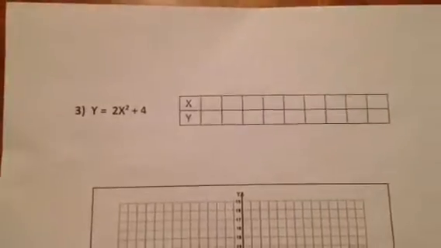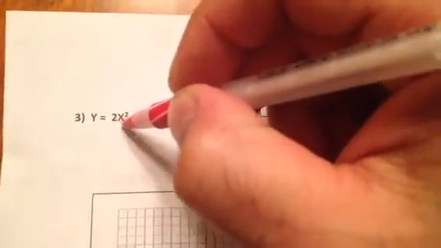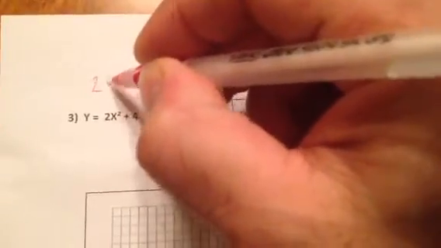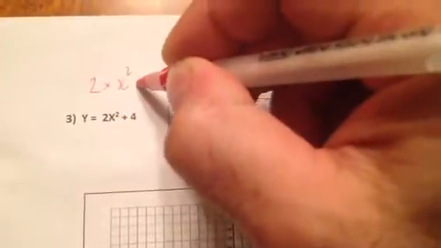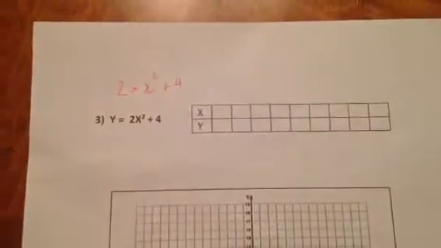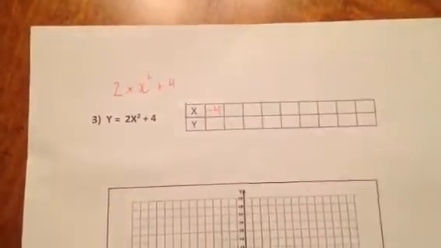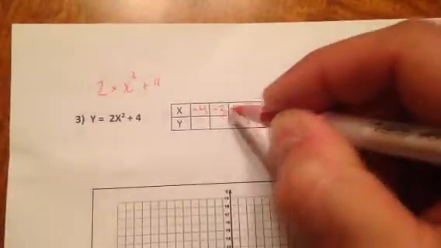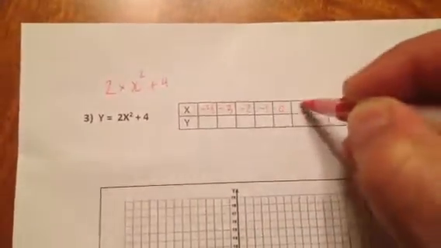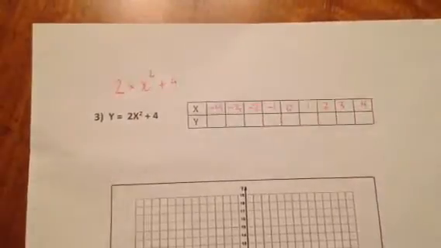Okay, so there's one example. We're going to do one more. I'm going to turn the page here, and we're going to look at this one right here: y equals 2x squared plus 4. What does that mean? If we break it down, this means 2 times x squared, add 4. So we start again with the blank table of values. I'm going to put -4, -3, -2, -1, 0, 1, 2, 3, and 4.